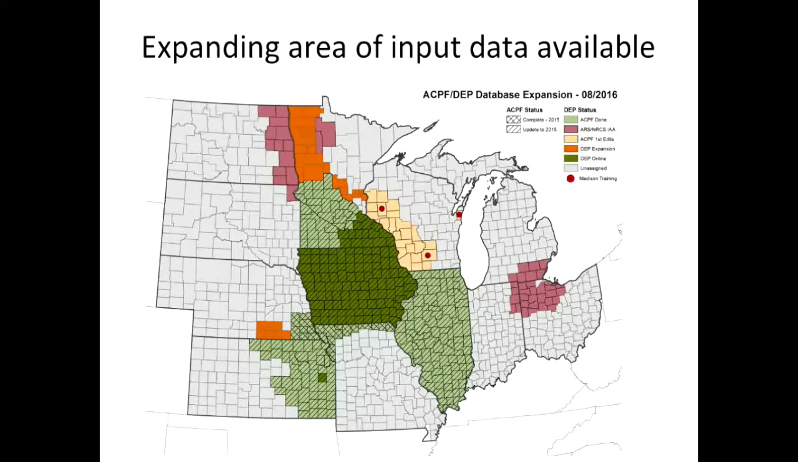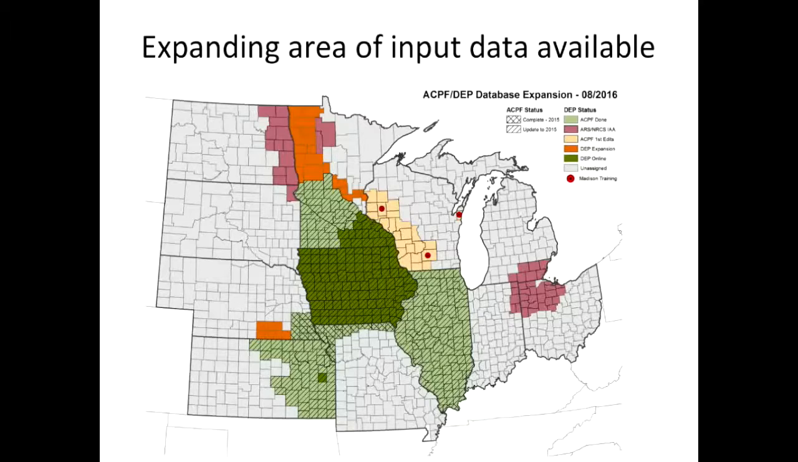Okay, so here's the area that we're going to, the hatched area there, Illinois, Iowa, southern Minnesota. Those data are available now. That area in eastern Kansas will be online in October. And the other areas are planned for development and release of that input data within the next year or so.